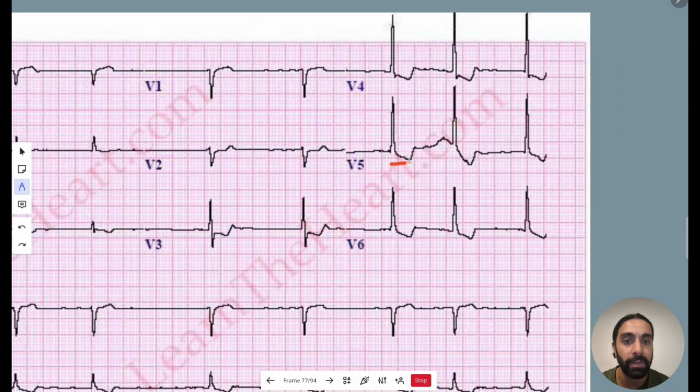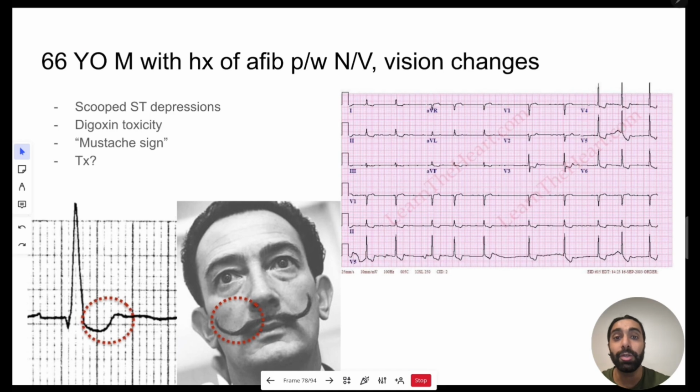So it's not like a flat ST depression. You see this ST down sloping and then up sloping. And so you see this scooped, we call them scooped ST depressions. And given his history of AFib, he's probably on digoxin. This is digoxin toxicity, a hallmark finding of that.